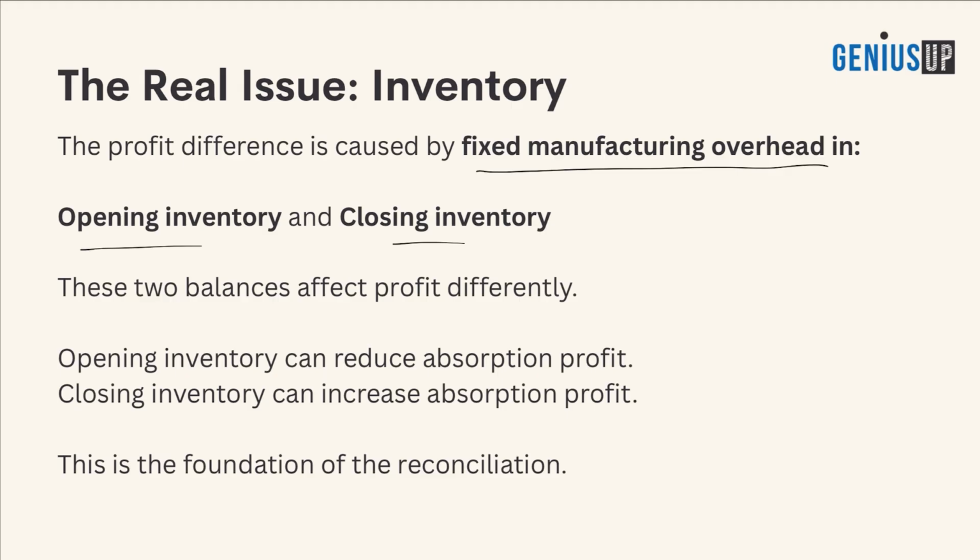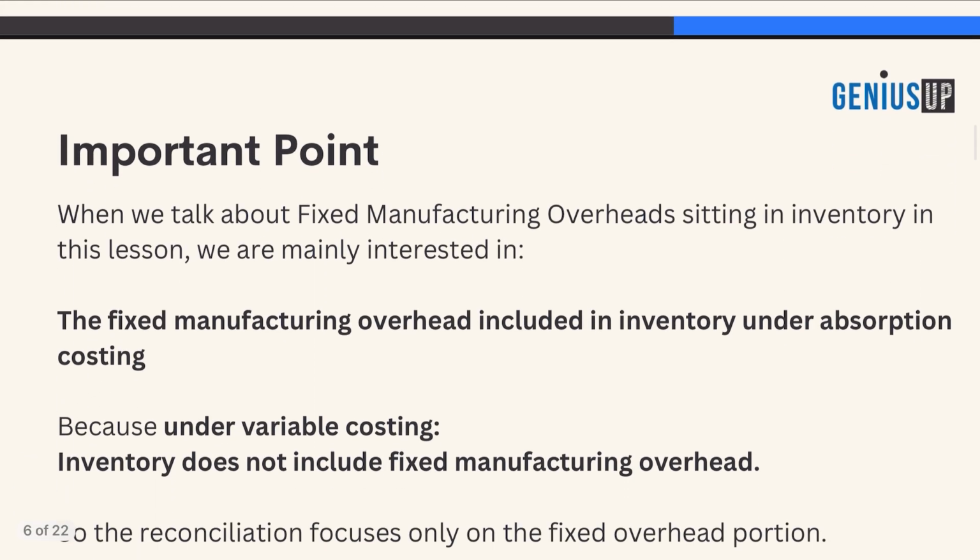I'm just going to give you a snapshot, and then we're going to go deeper into what I mean by each. Opening inventory can reduce absorption costing profit, and closing inventory can increase absorption costing profit. I'm going to dive a bit deeper on what I mean by that in the coming slides. This is the foundation of the reconciliation: understanding what fixed manufacturing overheads are sitting in opening inventory and closing inventory and how they affect each of the profits. Let's dive a bit deeper on each of the points.